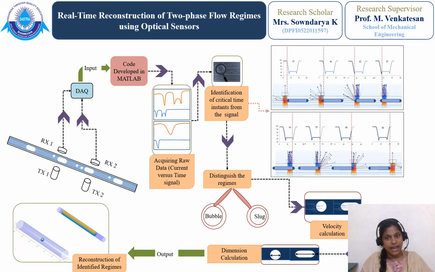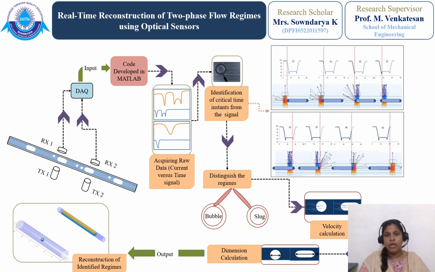Once the regime is identified, the next step is to calculate the regime's velocity. If it is the slug regime, its axial dimension can be calculated from this critical time instance. Then the experimental current value is converted into the photons. Prior to the signal processing, a numerical simulation is already done to relate the liquid film thickness and the photons. Similarly, an empirical relation is obtained to find the bubble's dimension.